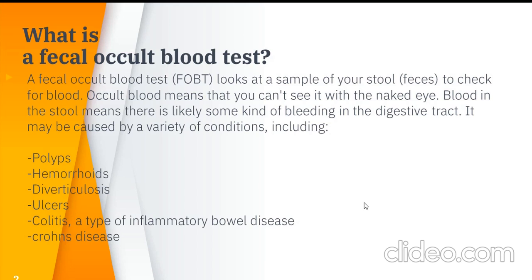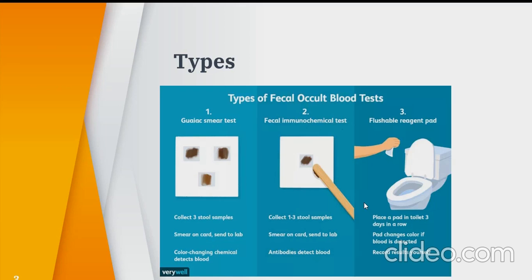Types. There are 3 main types: Bueck smear test, fecal immunochemical test, flushable reagent pad. In a Bueck smear test, you collect 3 stool samples, smear on the card, and send to the lab. Color-changing chemicals detect the blood. And in a fecal immunochemical test, you collect 1 to 3 stool samples, smear on the card, and send it to the lab. Antibodies detect blood.